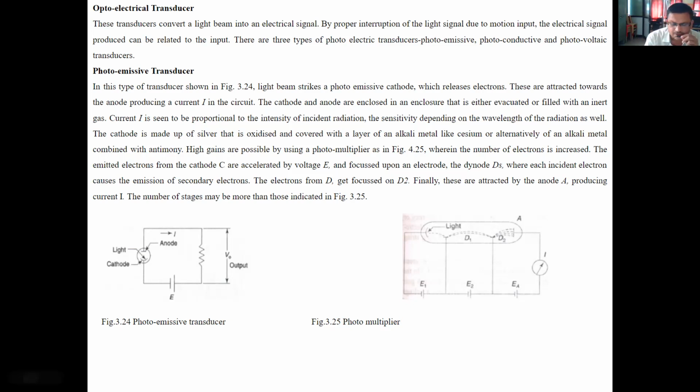Therefore, here, this is the cathode. When light strikes, it will produce electrons. First of all, these electrons will strike this diode D1. Again, from diode D1, a larger number of electrons will be emitted. Again, they will fall on diode D2, and again from diode D2, these electrons are attracted by this anode.